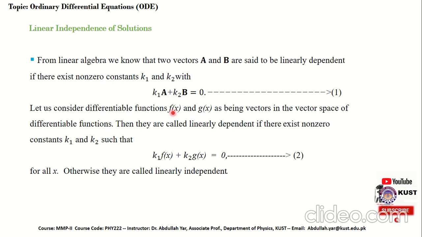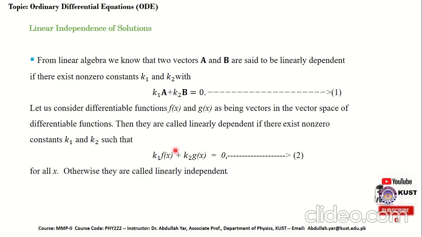differentiable functions f of x and g of x as being vectors in the vector space of differentiable functions. Then they are called linearly dependent if there exist non-zero constants k1 and k2, such that if you multiply the function f of x by k1 and the function g of x by k2, if their sum is equal to 0, then the functions f of x and g of x are linearly dependent.